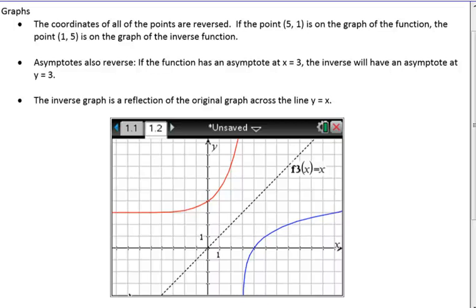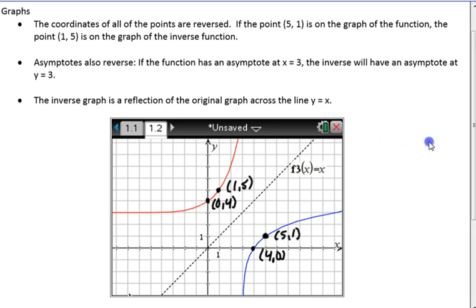These are some concepts you need to remember about inverse functions. Let's start with their graphs. First of all, the coordinates of all the points are reversed. So for example, if the point (5, 1), which I have here, is on a graph, then its inverse function has the point (1, 5). Or if the point (4, 0) is on the original graph, then the point (0, 4) is on the inverse graph. So if you're given a function and its graph, you can find coordinates of certain points and then just reverse those coordinates and plot the inverse.